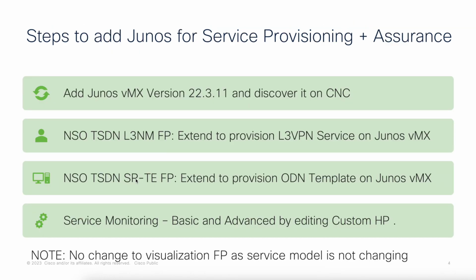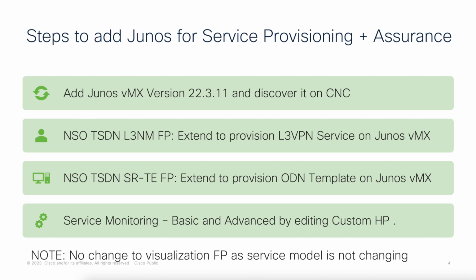So in this session we are going to see how, in CNC service health, we can add a different vendor router and also do service assurance on it. CNC out of the box includes support for Cisco IOS XR and IOS XE, but it is designed to be extensible. In this session we'll talk about how we added an example to show you the multi-vendor capability of CNC. In this case, we are going to use a Junos virtual router running 22.3.R11, discover it on CNC, and talk about what configs we added to get that to work.